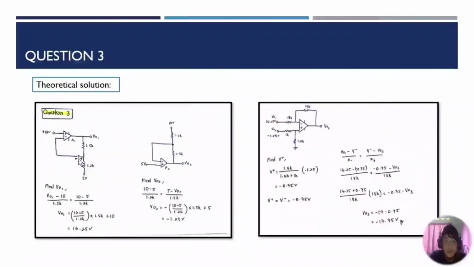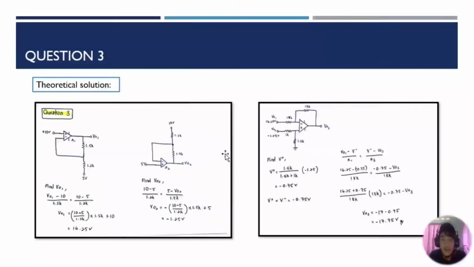Okay, this node will be 10 volt. So it equals (10 minus 5) volt over 1.2k. After doing the calculation, we get the value of V output 1 equals 16.25.